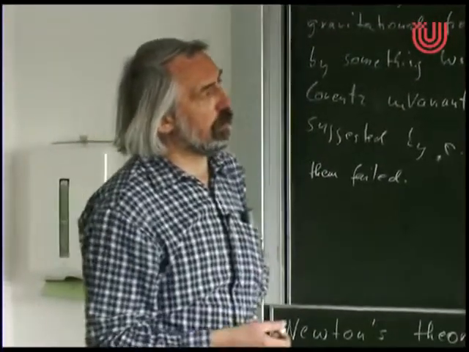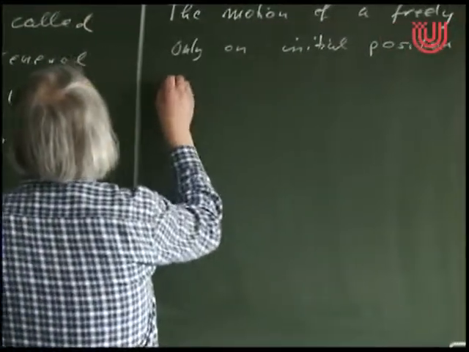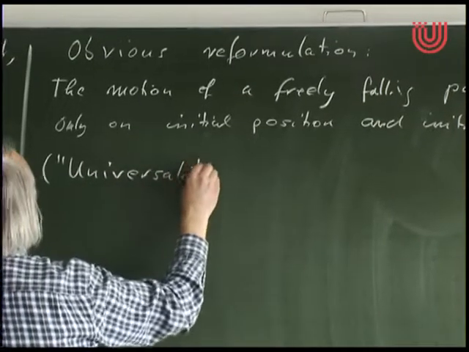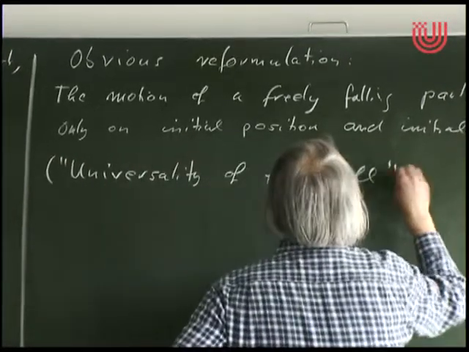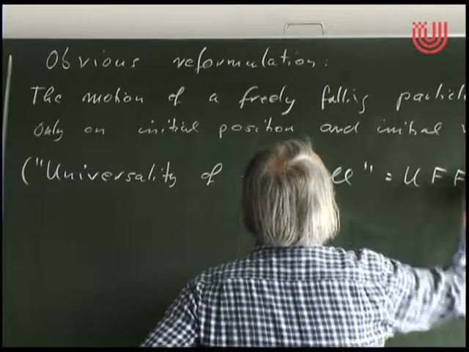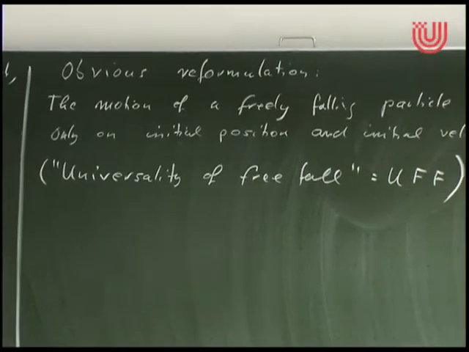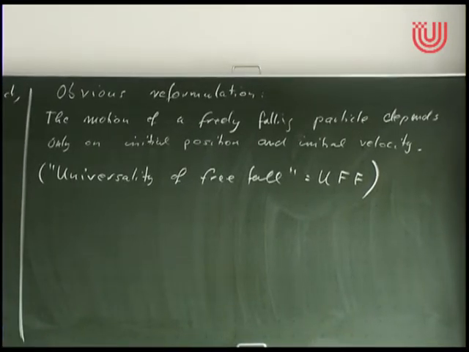If you formulate it in this way, then you often call it the law of universality of free fall. So that's what we call universality of free fall, and it's sometimes abbreviated UFF. So that's just another version of the weak equivalence principle. And this has important consequences for how we experience gravitational fields. And that's where Einstein's famous elevator comes into the game.